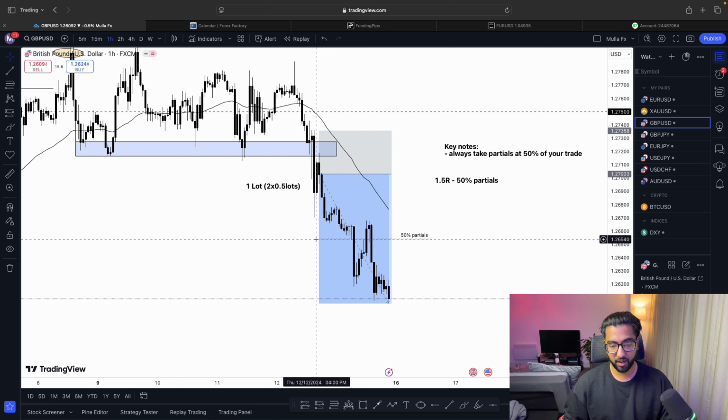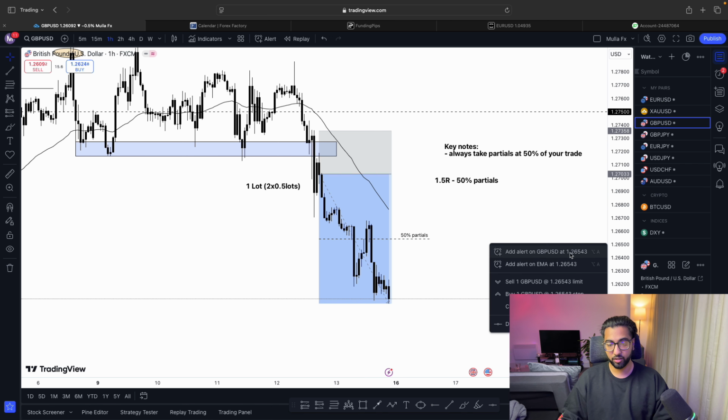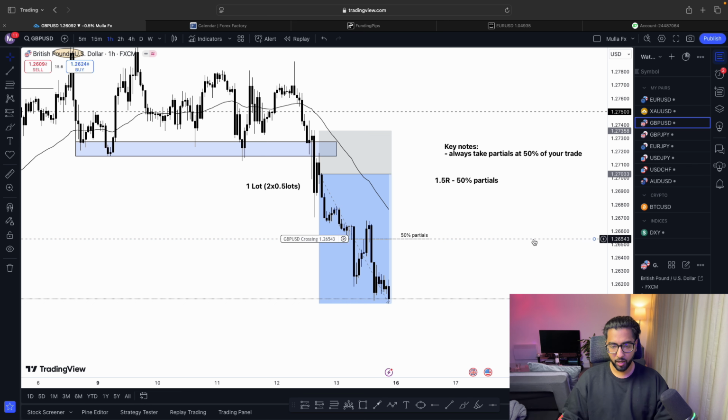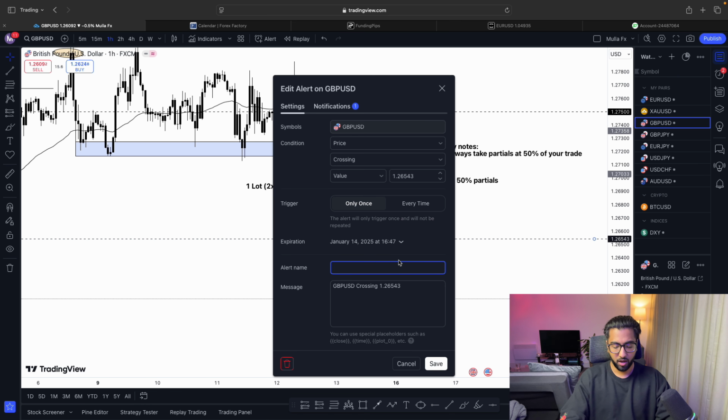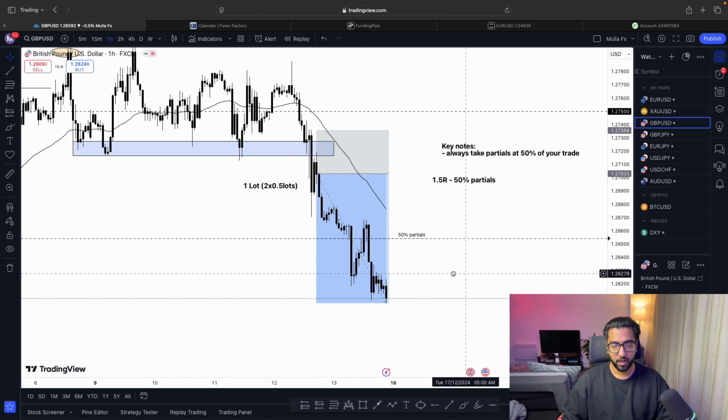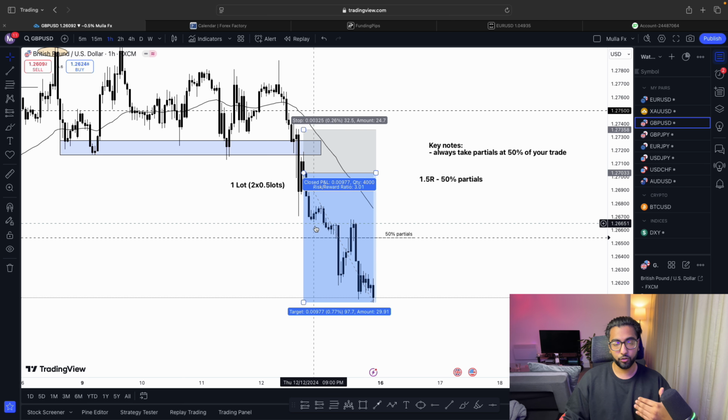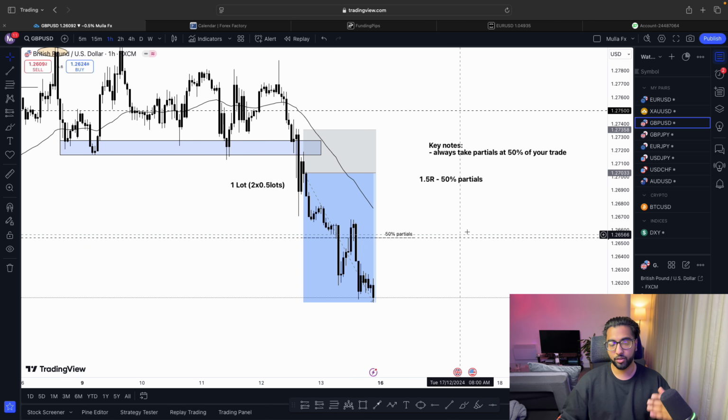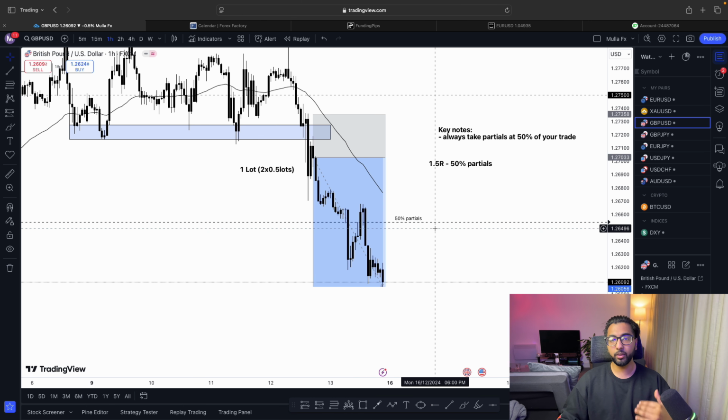So I would have a line where it's like 50% partials, and I'll probably even set an alert at that area. And I even set the alert as take 50% partials, or close half your trades, for example, right? And so I have an alert there. So as soon as price gets there, I close one of my trades and I let the other trade just run. And so doing that secures 50% of your trade.